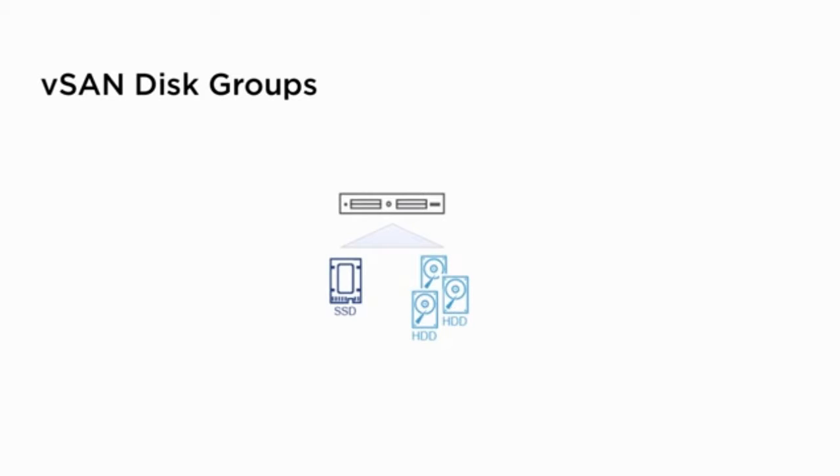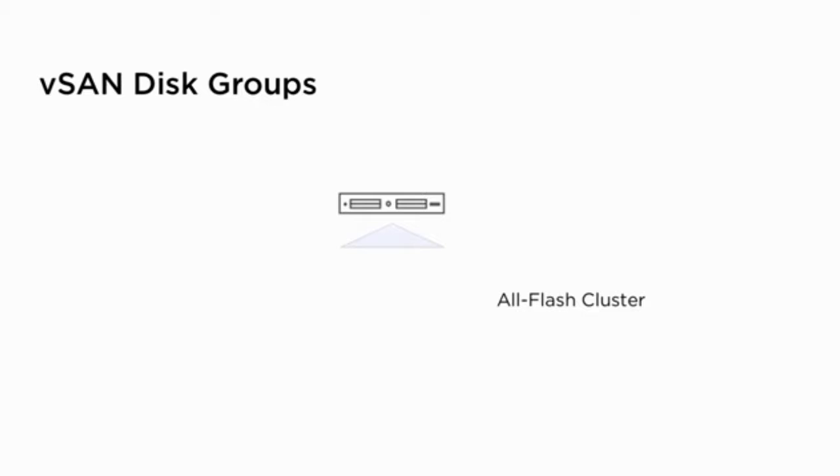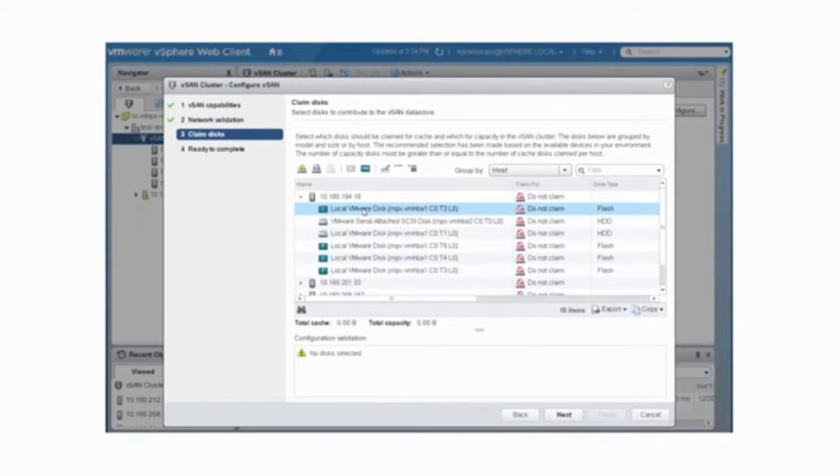Each host that contributes storage to a vSAN cluster must have at least one disk group. Each disk group has a flash device for cache and either flash or magnetic disks for capacity. Each disk group in a hybrid cluster has one flash device for cache and one or more magnetic disks for capacity. Each disk group in an all-flash cluster has one flash device for cache and one or more flash devices for capacity.